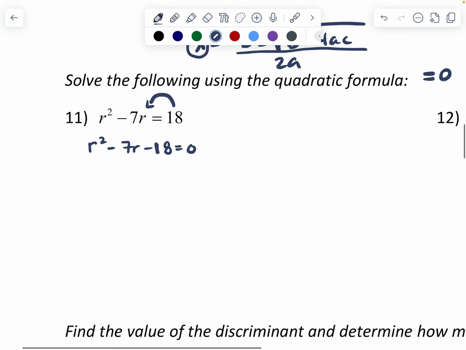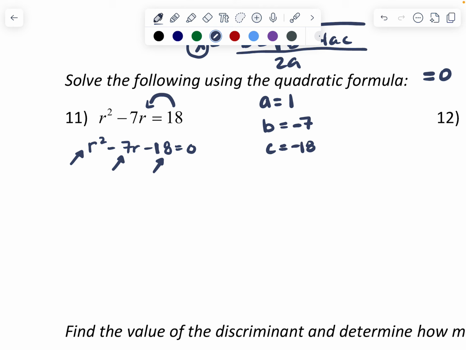So write out what your a, b, and c are. My a is the number in front of the r squared right here, which is an invisible 1. My b is the number in front of the r, which is that -7. Don't forget the negative. And my c is this constant, which is the -18. Okay, so let's go ahead and plug it in.